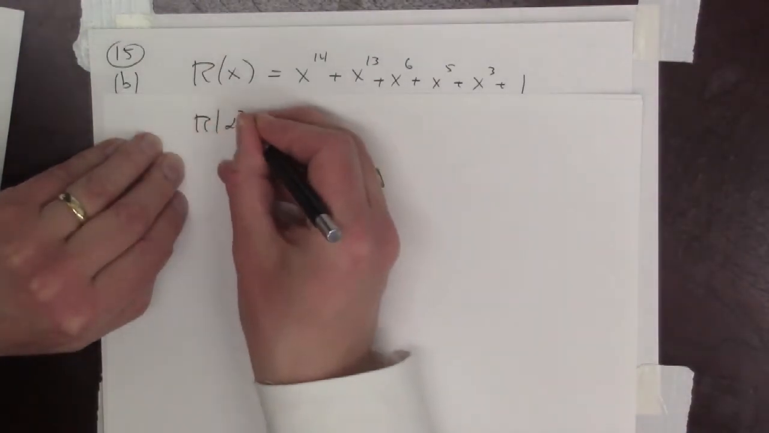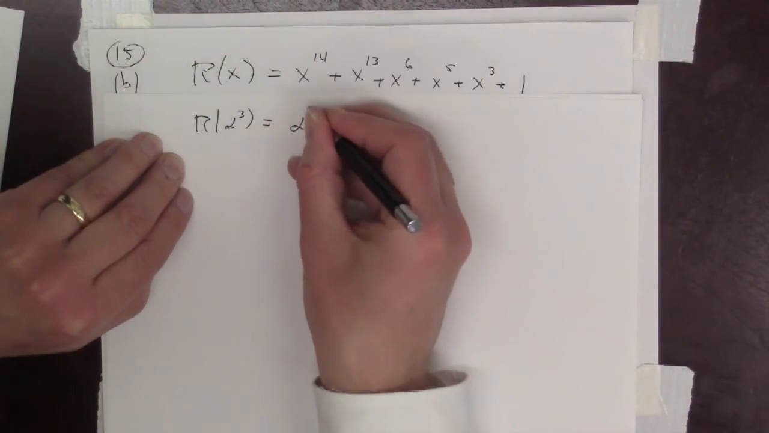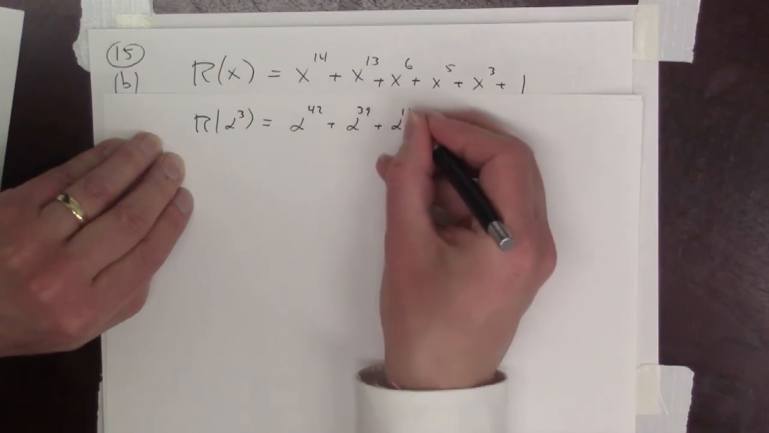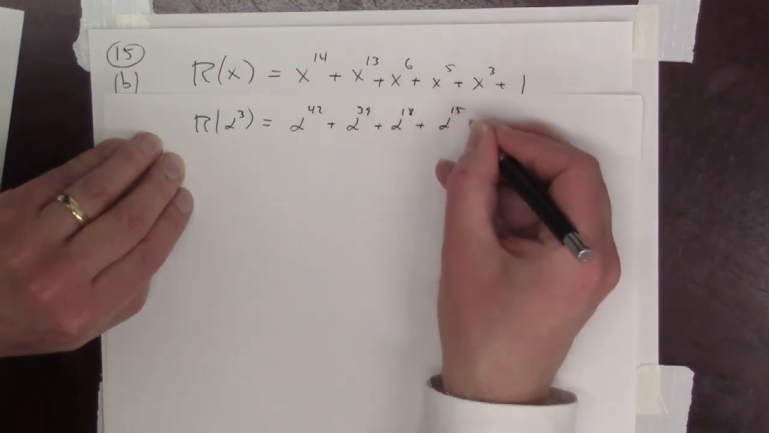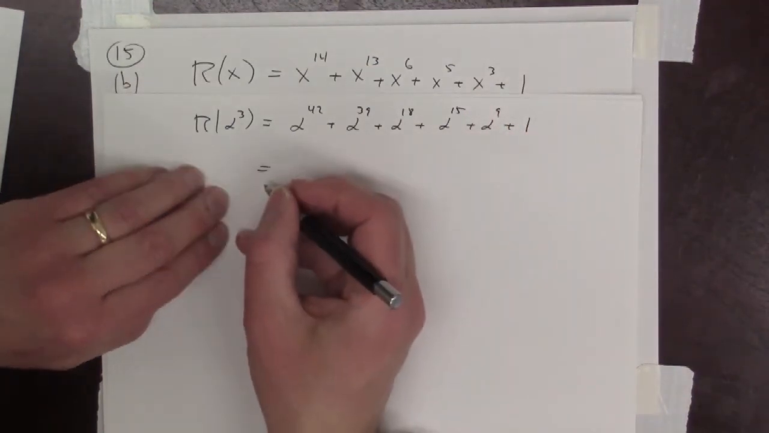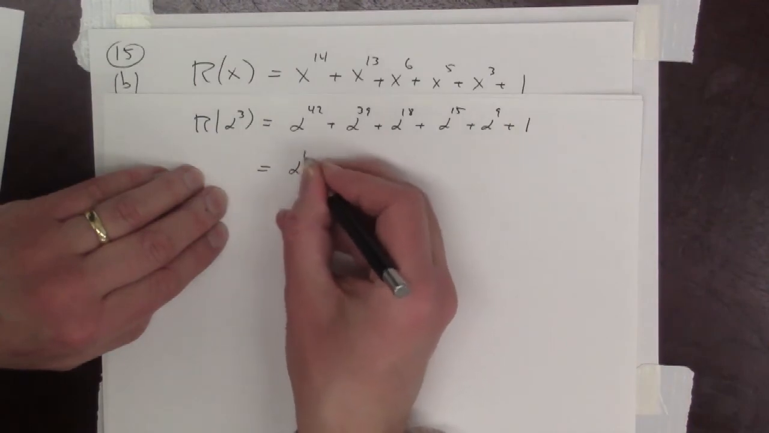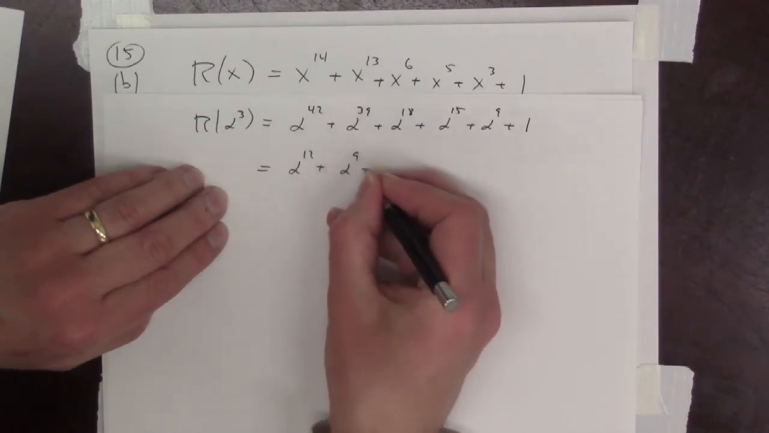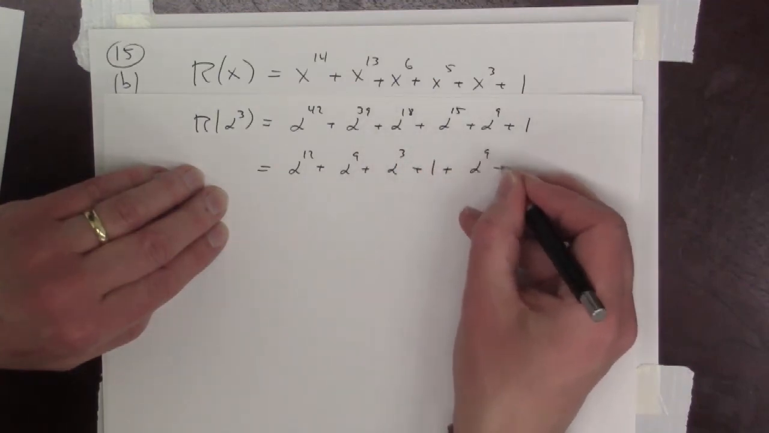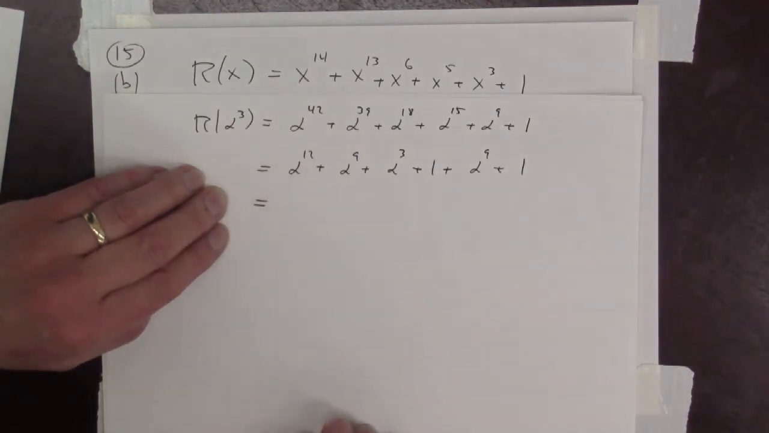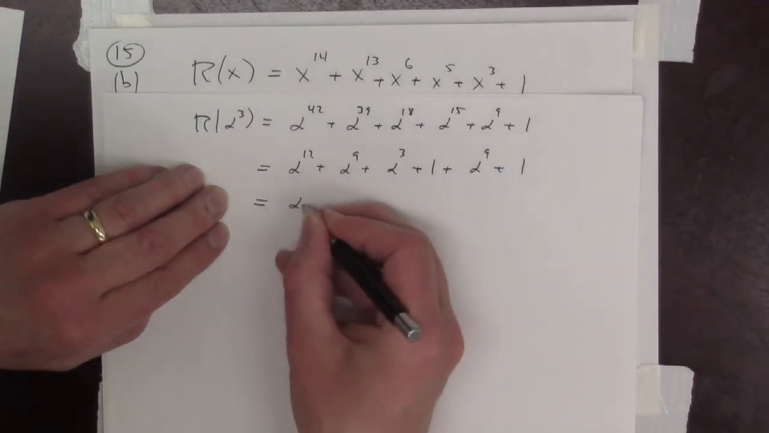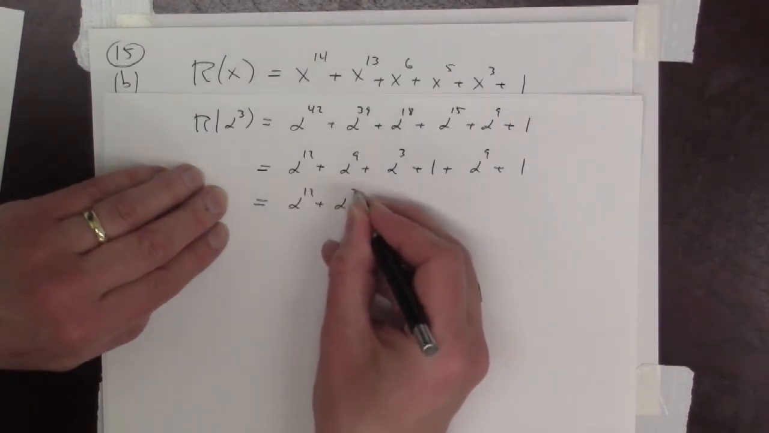R of alpha cubed is equal to alpha to the 42, alpha to the 39, alpha to the 18, alpha to the 15, alpha to the 9 plus 1. Powers mod 15 give alpha to the 12, alpha to the 9, alpha to the 3 plus 1, alpha to the 9 plus 1. So the 1's cancel, the alpha to the 9's cancel. What is left is really alpha to the 12 plus alpha cubed.